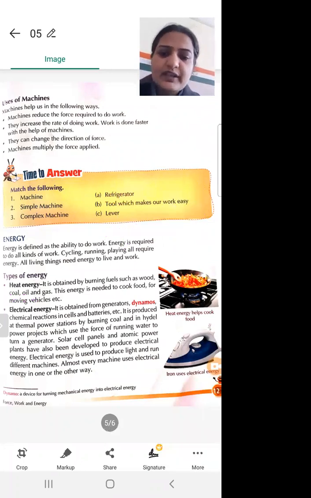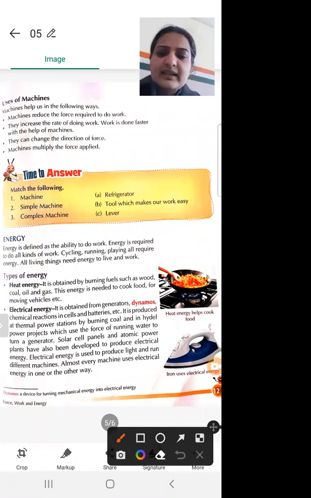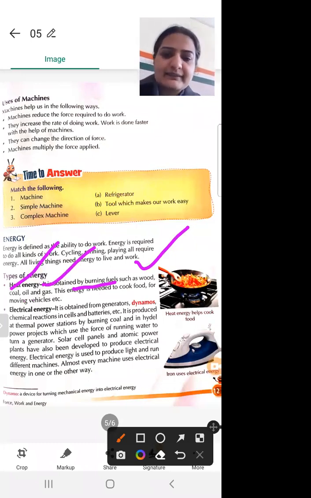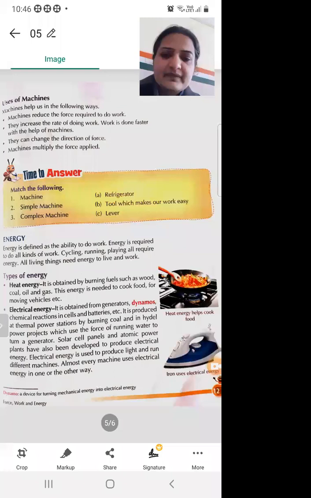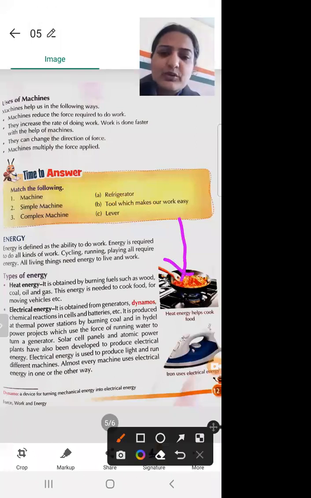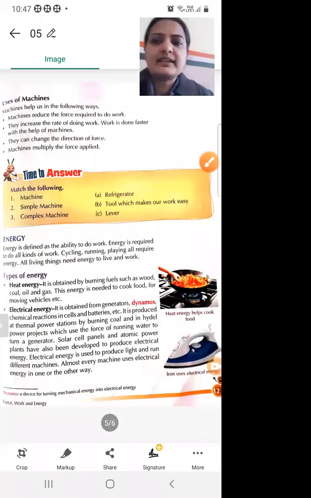And how is heat energy produced? It is produced by burning fuel such as wood, coal, oil and gas. And what is the use of this energy? We use this energy to cook food and for moving vehicles. So for moving vehicles, we also require heat energy.